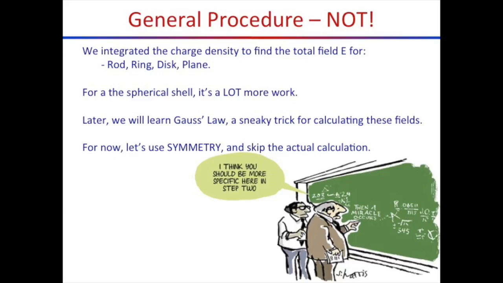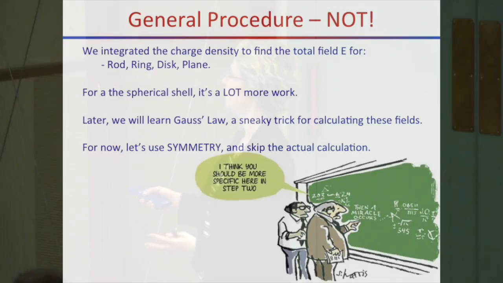And it gets to be a bit like this cartoon here. I think you should be a little more explicit here in step 2. There's the magical step, then a miracle occurs. So for now, you'll just have to say, look, if we actually did all the math, it would formally come to 0. All right? Later on in the class, we'll learn a really nice trick called Gauss's law that will let us prove it for real in a much quicker way. So we'll do that then.